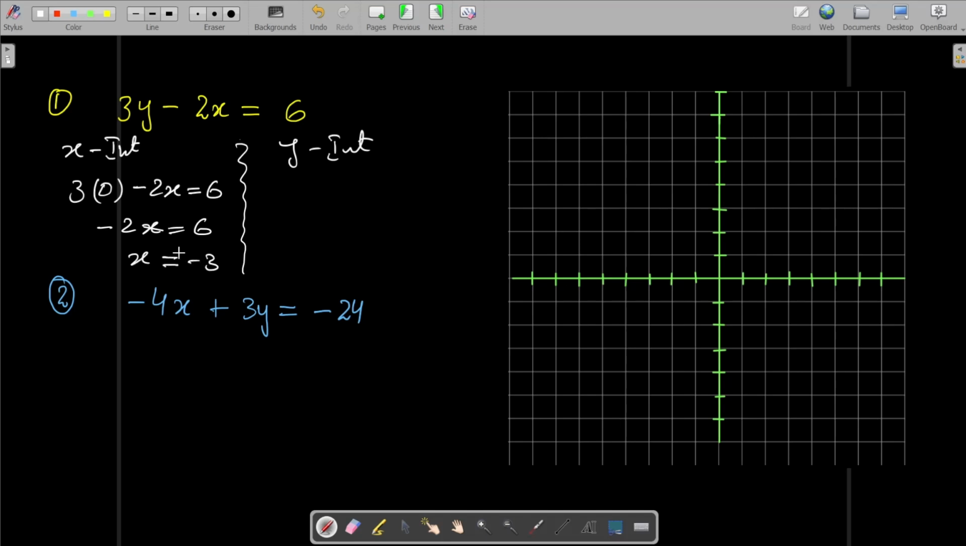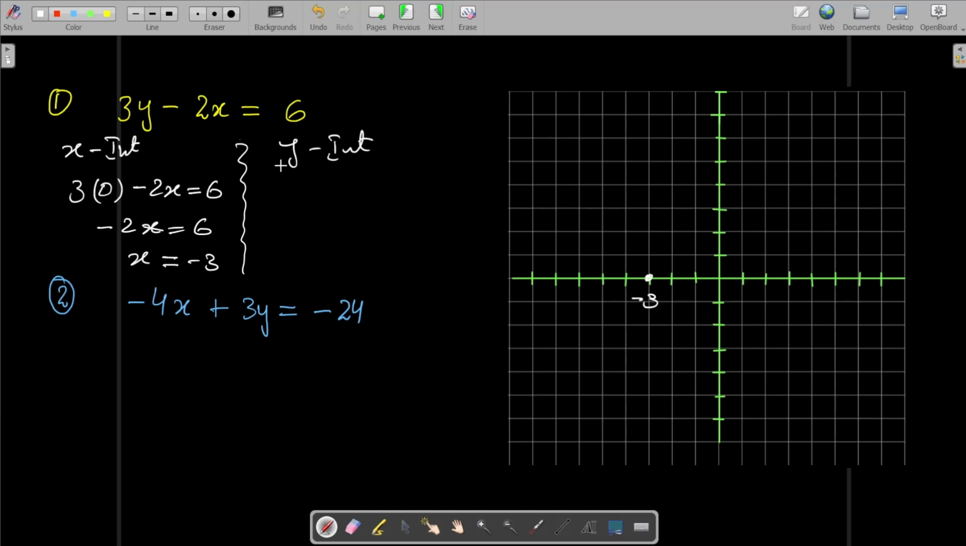So this is my x-intercept. Just go on this xy plane and just count where exactly negative 3 will be. So this is negative 1, negative 2, and negative 3. So this is my first point right here, which is the x-intercept, negative 3.